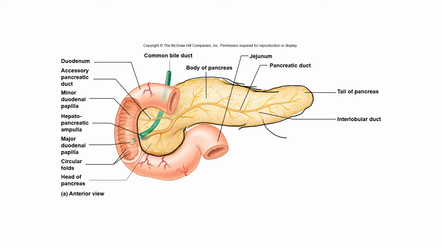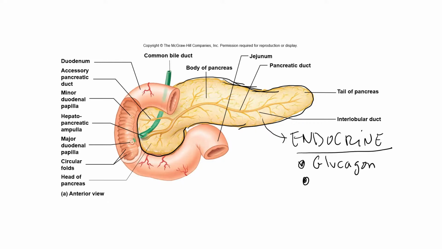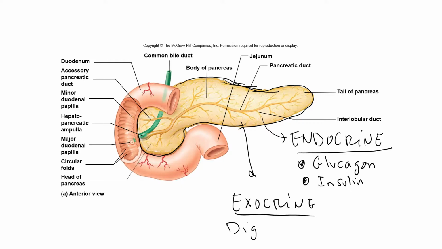The pancreas has two functions. The endocrine function of the pancreas involves the formation of hormones, glucagon and insulin. These hormones are involved in blood sugar regulation. The exocrine function of the pancreas involves the production of digestive enzymes. Digestive enzymes are produced by acinar cells of the pancreas.